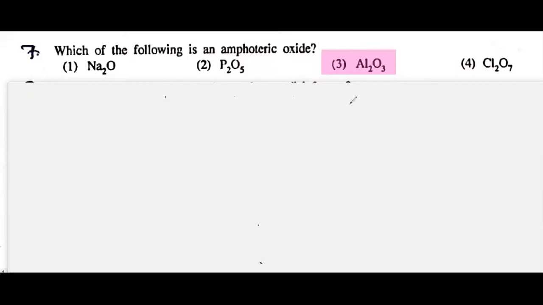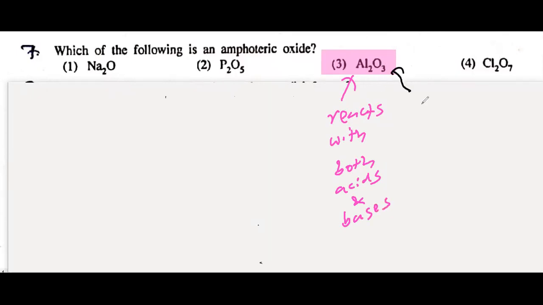Why is it amphoteric? It reacts with both acids and bases. But it does not react with water. Please write it: aluminium oxide, Al2O3, does not react with water or oxygen, but it can react with acids and bases.